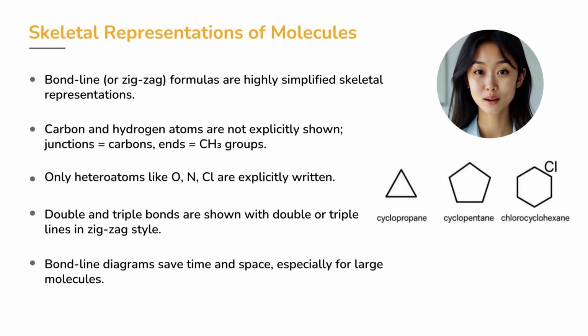For example, a triangle drawn with 3 lines represents cyclopropane. A pentagon represents cyclopentane. A hexagon with a chlorine atom marked at one corner is chlorocyclohexane. These formulas save enormous time in exams. The hidden rule is, if you see a corner, it's a carbon with enough hydrogen silently filling the gaps.